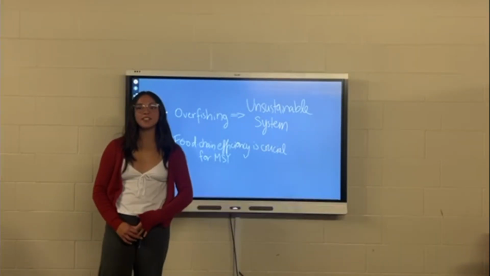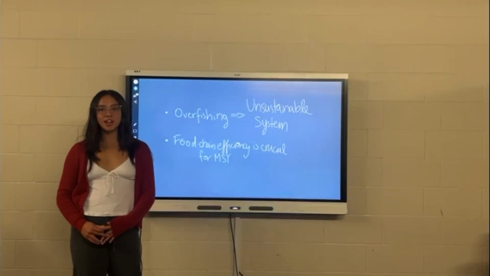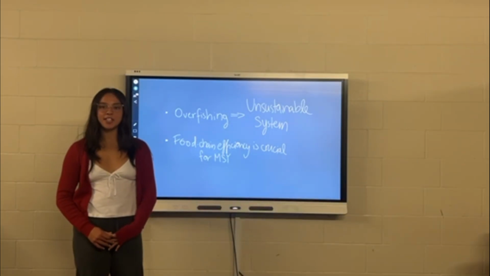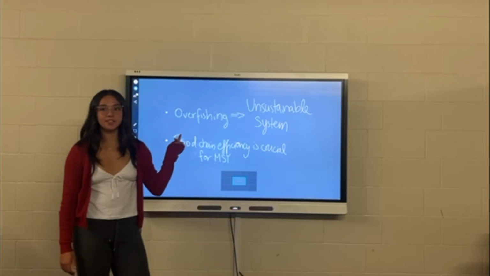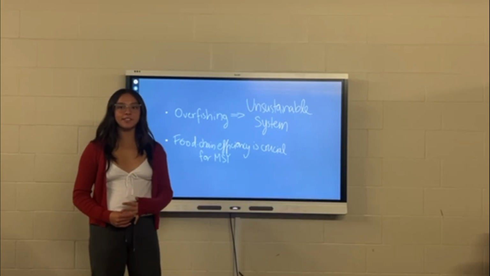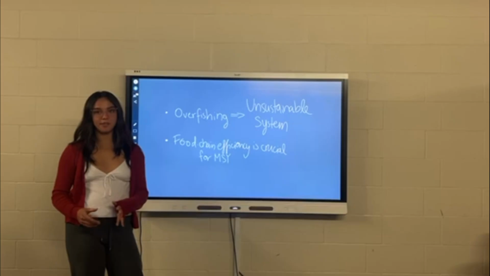Now let's connect this back to our apex predators. Species like sharks, orcas, and large tuna sit at the very top. If humans overfish their prey beyond MSY, predators lose their food source. And if predators themselves are overfished, the entire system can unravel.